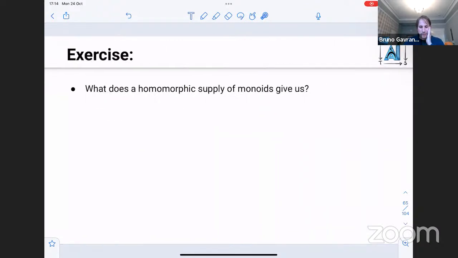I'll briefly ask here in the chat, and I think this should be quite easy if you've been following or if you know about the idea of duality: what would a homomorphic supply of monoids on a symmetric monoidal category give us? Are there any thoughts?